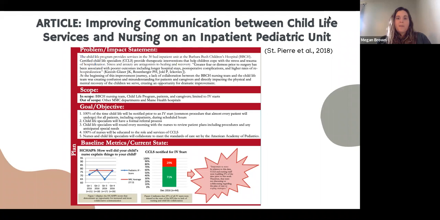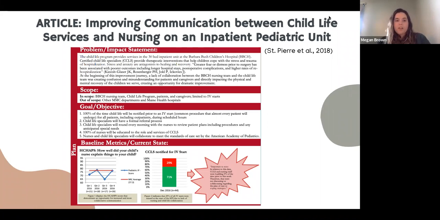At this children's hospital, the nursing team and the child life team began to notice that there was confusion and misunderstanding among patients regarding their care and recovery, and that they needed to improve that. As they researched what the key factor in that confusion was, they attributed it to the lack of collaboration and communication between the child life and nursing teams. Here on this slide, I included part of their poster with the problem I just stated, their scope, and their goals and objectives.